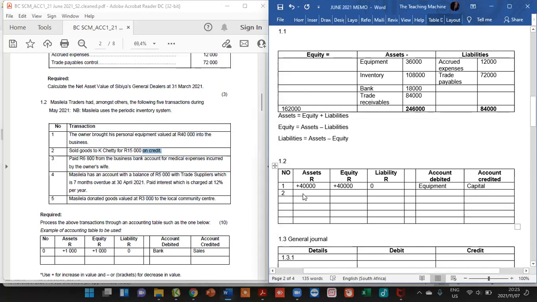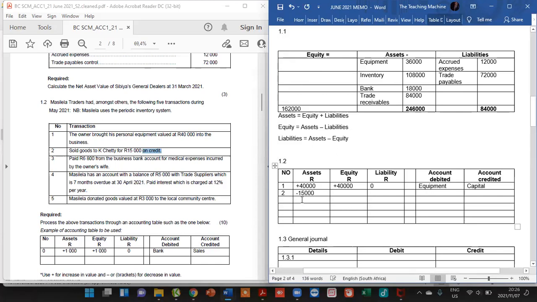Now, if you're selling your asset, remember, those goods belong to who? They belong to the business. So if we decide to sell them, what will happen to our assets? If you decide to sell 2 pairs of your shoes, what will happen to the number of shoes that you have? Definitely decrease. Shoes are your assets. If you decide to sell them, you will lose your assets. So it's the same here. The business is losing goods worth 15,000 rands.